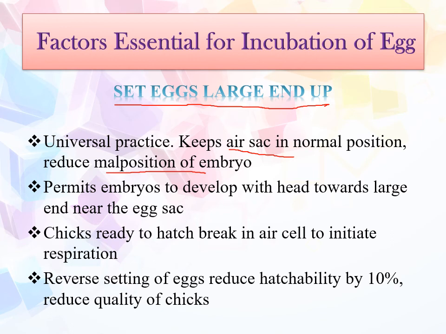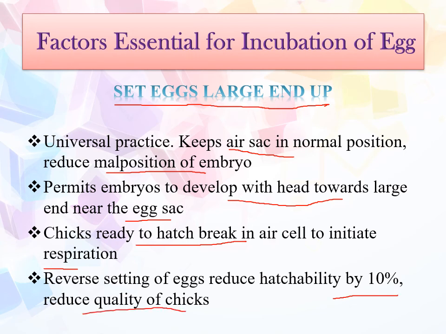So this is the reason why generally the eggs are put in such a way that the broader end will be on the upper side and the narrower end will be on the lower side. It also permits the embryos to develop head toward the large end or near the air cell, so that chicks that are ready to hatch will break into the air cell and initiate respiration by getting the air from the air sac. Reverse setting of egg reduces the hatchability by 10% and reduces the quality of chick.